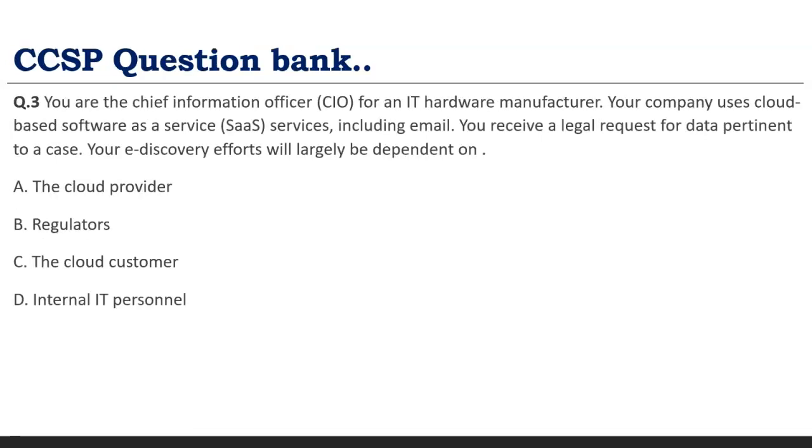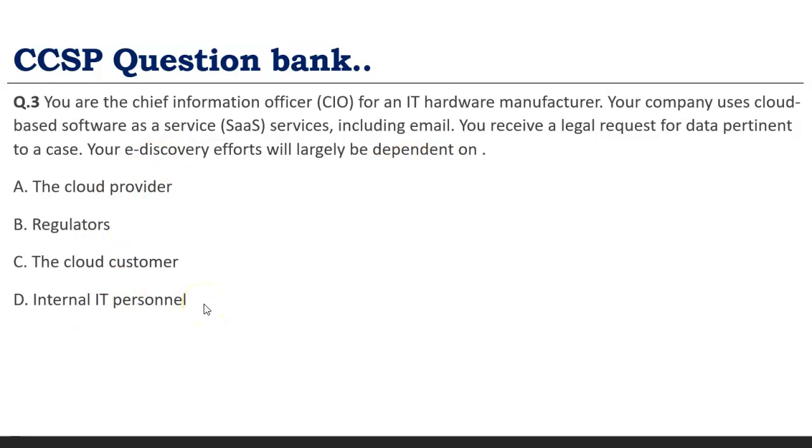And the next one: you are the CIO of an IT hardware manufacturer firm. Your company uses a cloud-based software as a service, SaaS-based model, including emails. So you are using various SaaS services, including email. You receive a legal request for data pertinent to a case. Your e-discovery efforts will largely depend on which of the following: the cloud provider, regulators, cloud customer, or internal IT personnel.